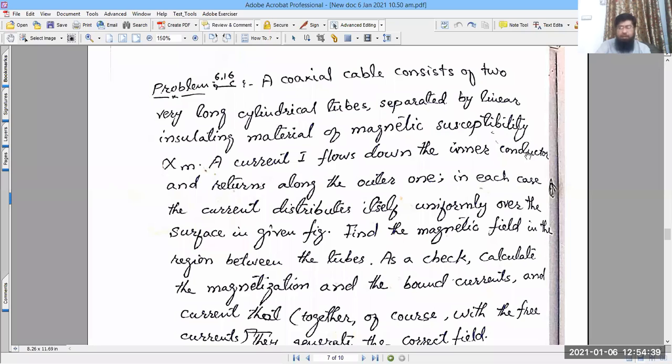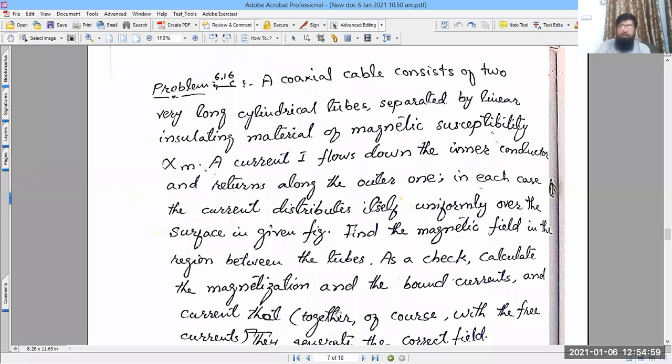Inner conductor में current flow हो रहा है and returns along the outer one. कि inner से जा रहा है, outer cylinder से बाहर आ रहा है. In each, the current distributes itself uniformly over the surface, as given in the figure. Find the magnetic field in the region between the tubes.